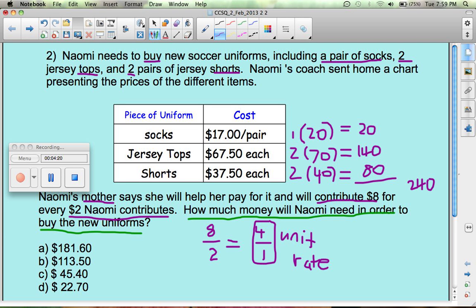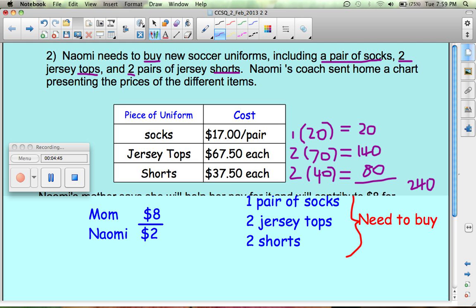So if the total is $240, Naomi's going to pay a small amount. She's not going to pay most of it. She's not going to pay $181.60. We already said Mom's going to be paying most of it. This one probably, you might be thinking, is even high, because Naomi's not even going to pay half. So we're going to cross that one out too.